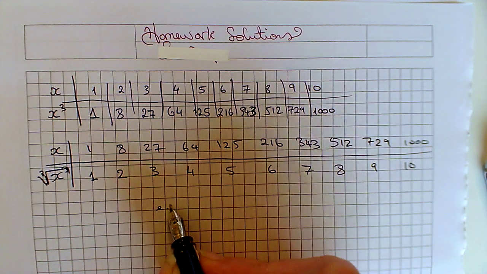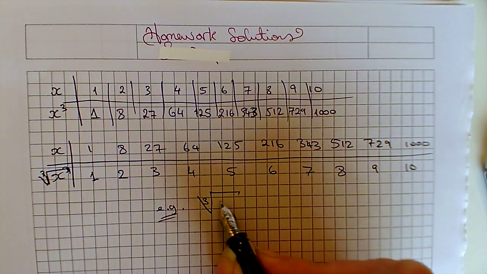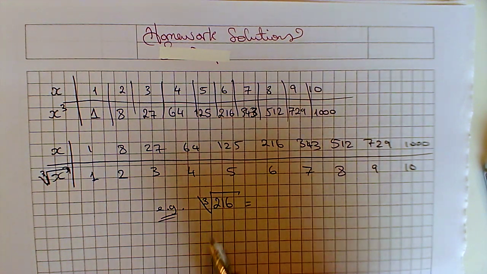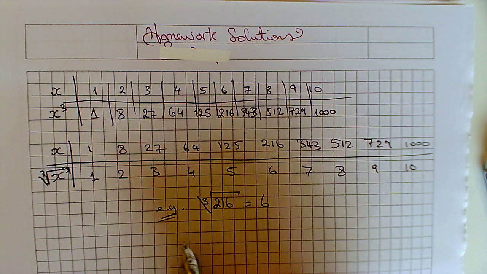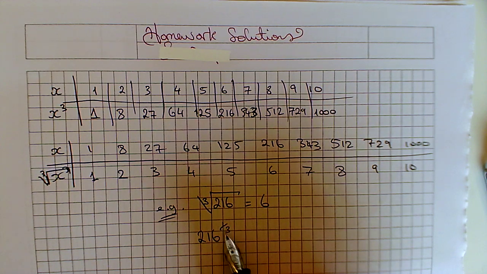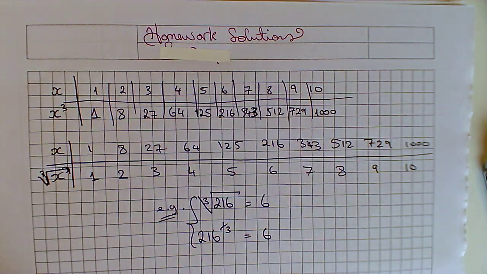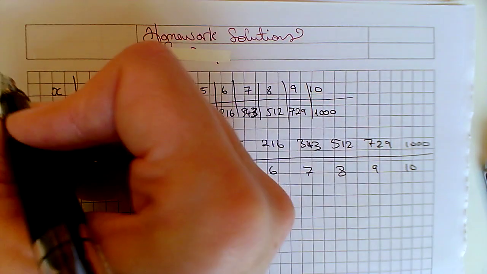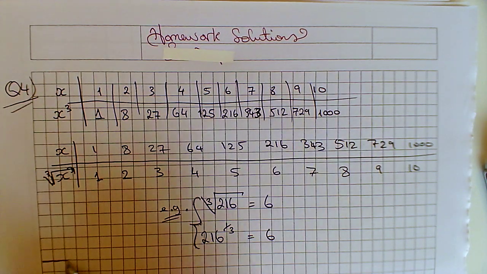So for example, just working one of those out for you, the cube root of 216 is 6. And as we learned from Law 6, this means that 216 to the power of a third, it's another way of writing the same thing, is equal to 6. So these are 2 ways of writing the same thing. And that was just emphasizing cubes and cube roots.